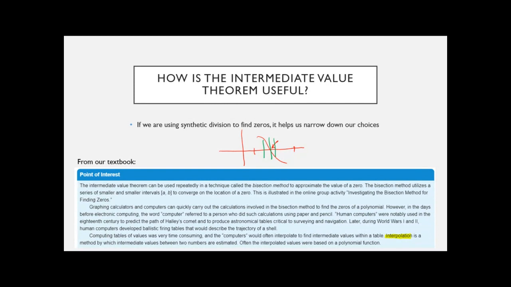So this is kind of what the intermediate value theorem is, what it means, and how it's used.